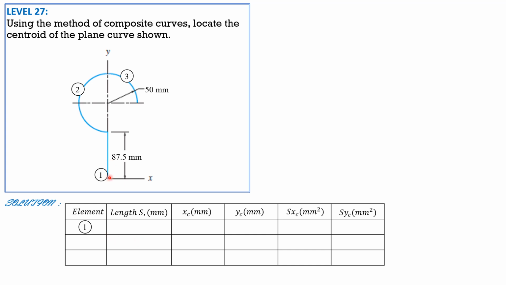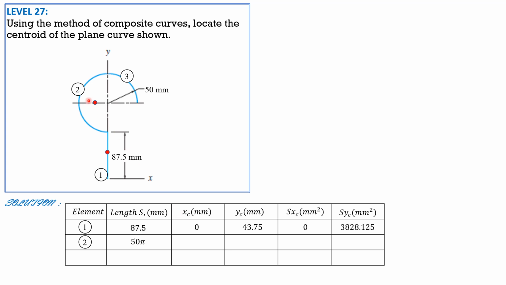So for element 1, the length is 87.5. This is the centroid. And barred x is, it lies on the y-axis, so 0. Barred y is half of 87.5, so 43.75. Then S x, so 0. 87.5 times 43.75, 3828.125. Then for element 2, the length is length of semicircular curve pi r, pi times 50, so 50 pi.